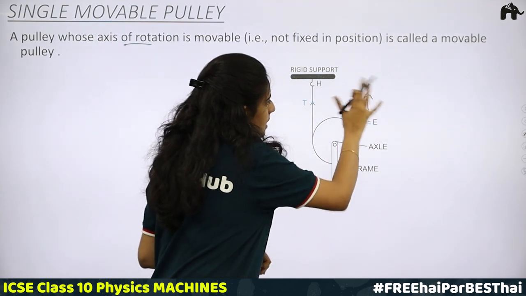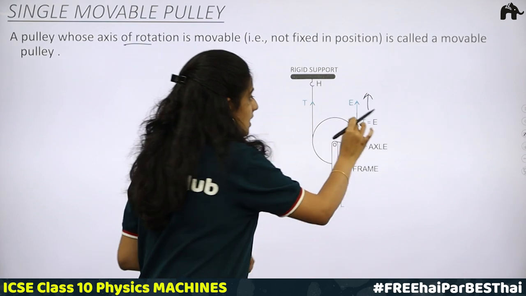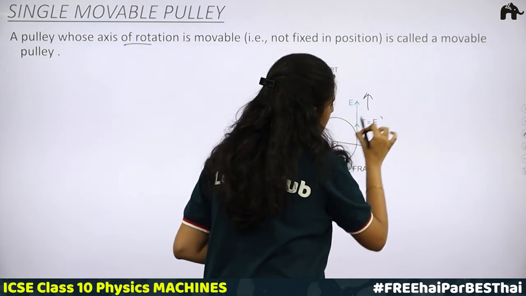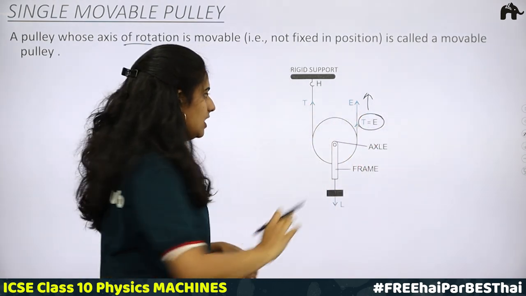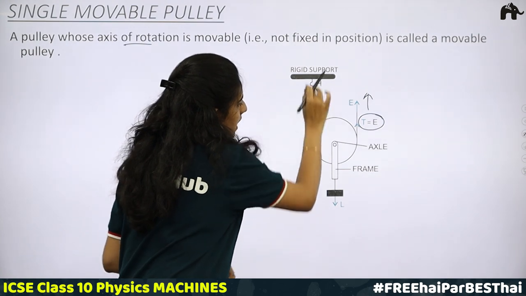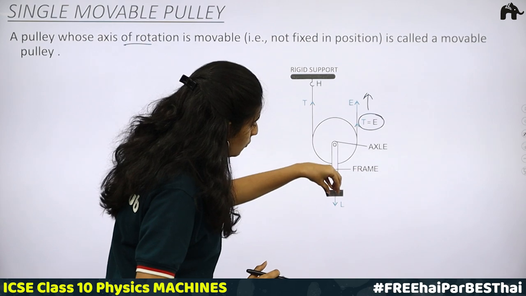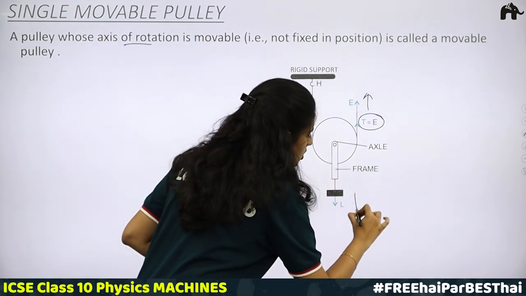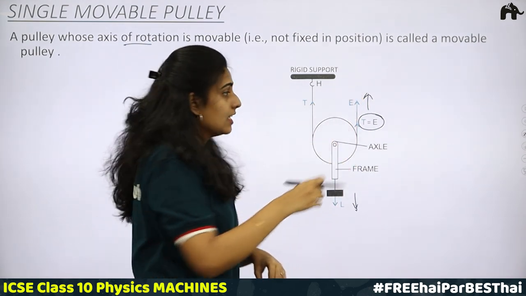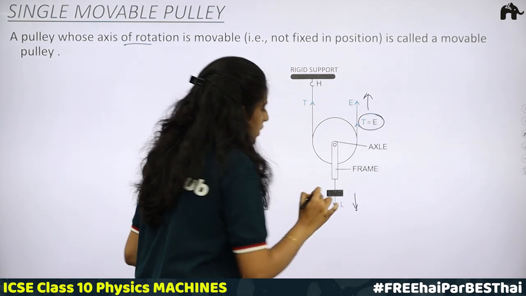When the force is applied in the upward direction, what happens? Again, tension is created. Here, the tension will also be in the upward direction only. The effort will be equal to the tension that is created in the string. And this tension will be acting on this side of the rope as well. Now, in which direction is the load? The force on load is acting in the downward direction because of weight. When you apply the effort, the load will be moving upward.